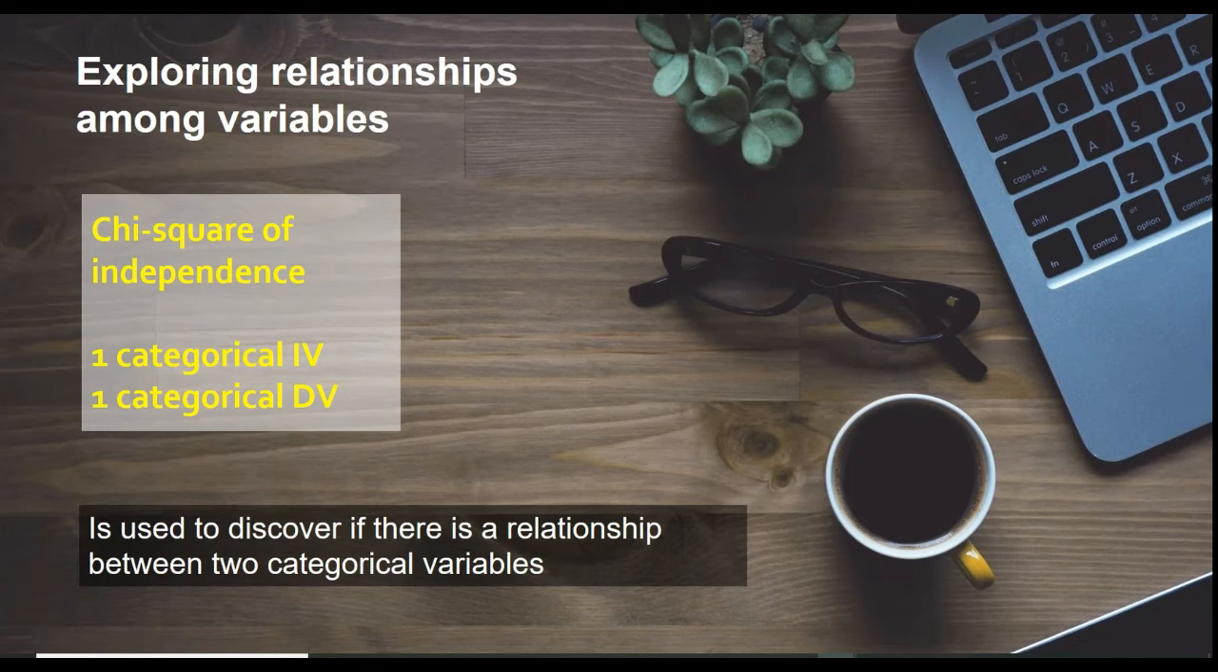You see here, I have already mentioned one categorical IV, one categorical DV. So meaning that for the chi-square test, you need one categorical IV. IV means independent variable, DV means dependent variable, and one categorical DV. Okay, so the chi-square test is used to discover if there is a relationship between two categorical variables. You have one IV and one DV.